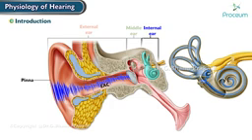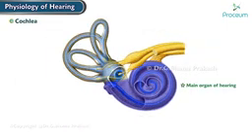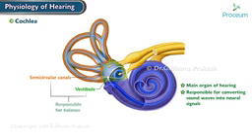Inner ear. The inner ear is located deep within the temporal bone of the skull. The inner ear consists of the cochlea, vestibule, and semicircular canals. The cochlea is the main organ of hearing and is responsible for converting sound waves into neural signals. The vestibule and semicircular canals are responsible for balance.